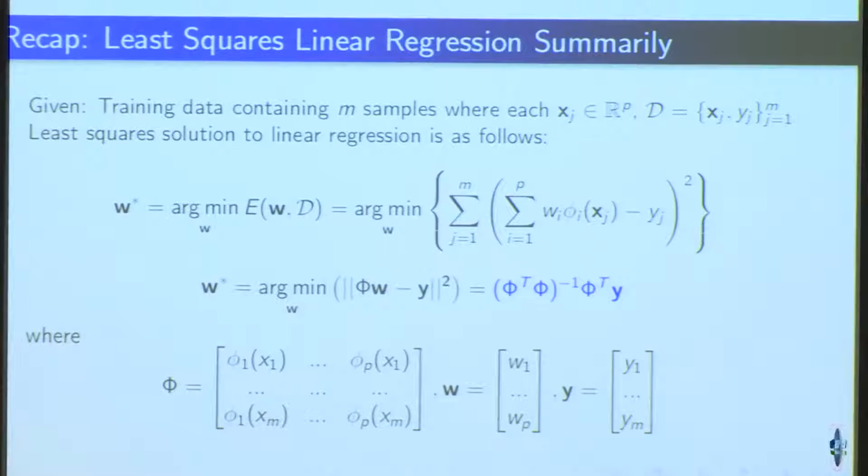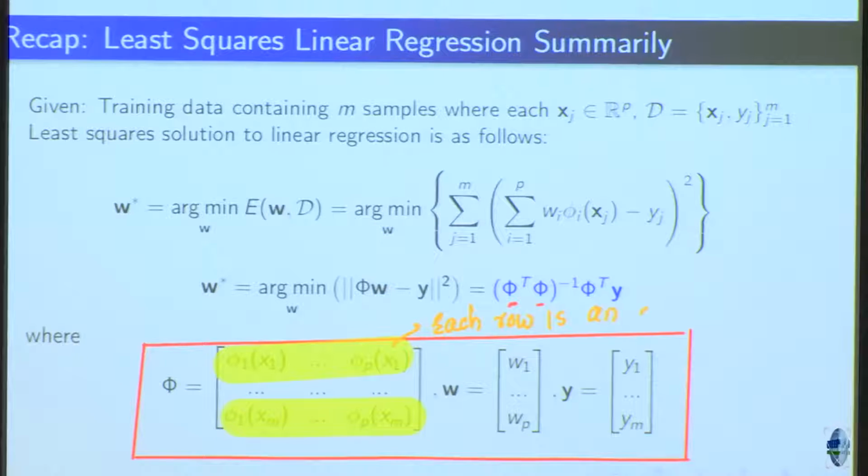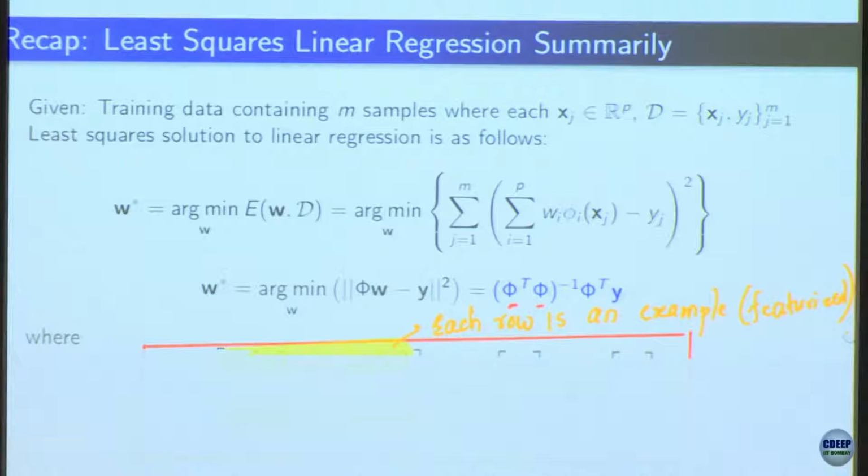Also important to note what we mean by this matrix phi. This matrix phi basically refers to examples x1 to xm organized as rows. So each row is an individual example, whereas the columns correspond to the features. And each row is an example featurized.